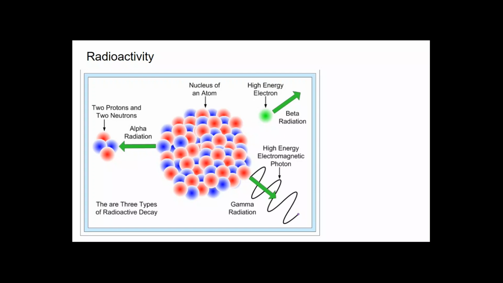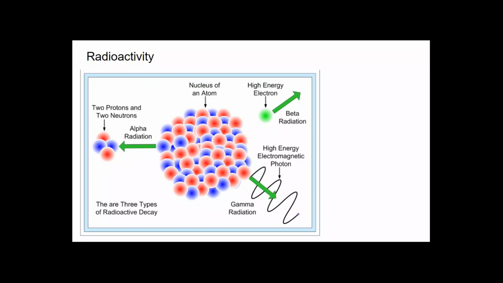But the important thing about this electron is it comes from the nucleus, and it is formed when a neutron decays into an electron and a proton. So when beta decay occurs, atomic number increases.